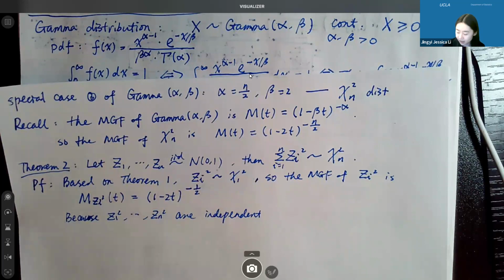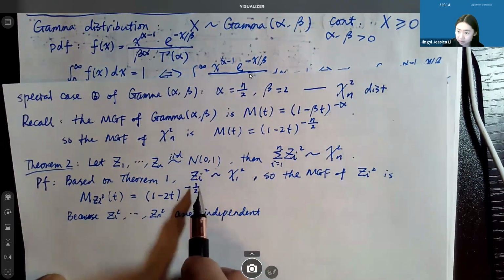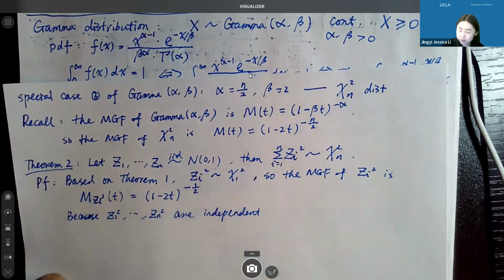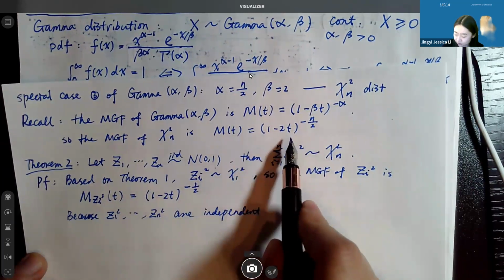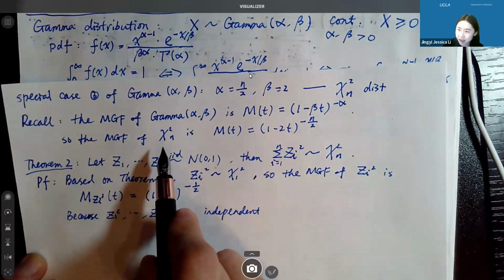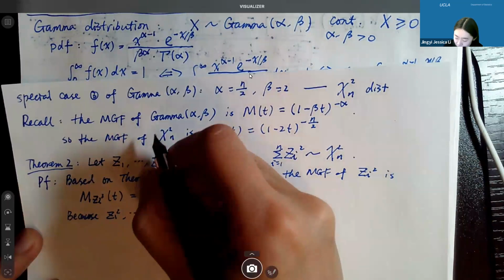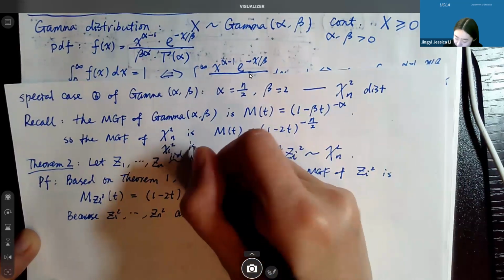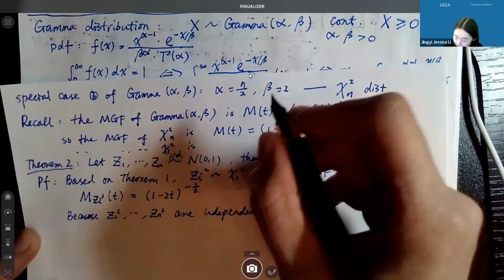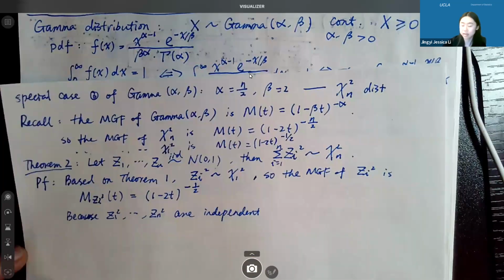The reason why n is 1 is because we are talking about chi-square 1. So we have this Zi squared following chi-square 1 from theorem 1. Does that make sense? This is what we just proved. And I'm just saying that this is the form of the MGF for chi-square n. So with this, let me just write one more step. The MGF of chi-square 1 is, that's it. That's the thing I'm using.